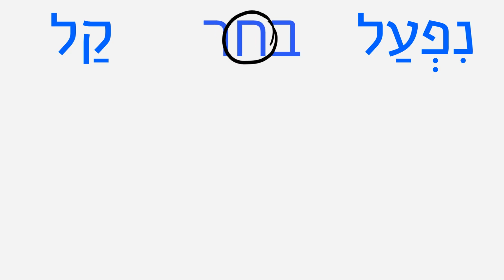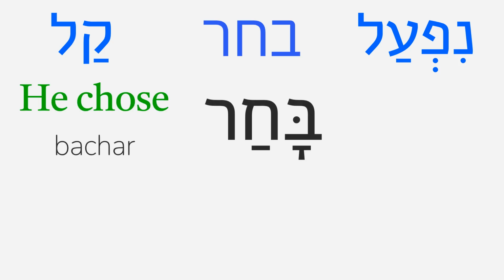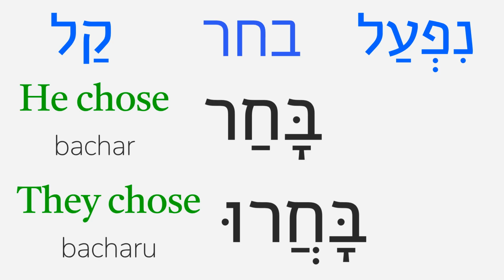Another irregularity that appears in many binyanim, including the nefal, is when the second root letter is a guttural. In the forms of these verbs that put a shva on this letter, the shva will change to a patach shva. The root bet chet resh is used in the kal verbs bachar, he chose, and bacharu, they chose. Note that patach shva in bacharu.